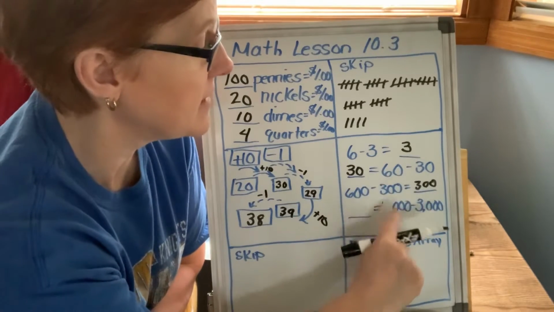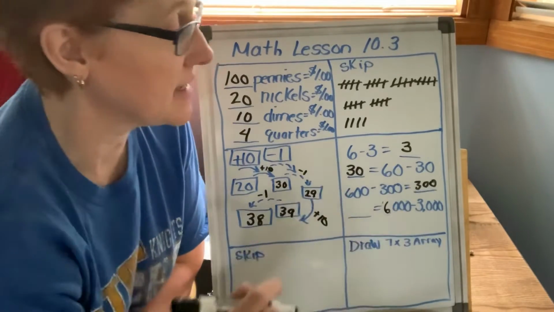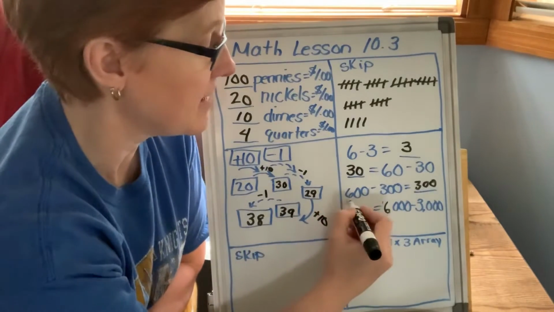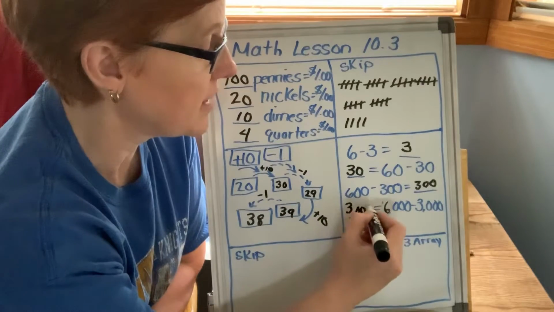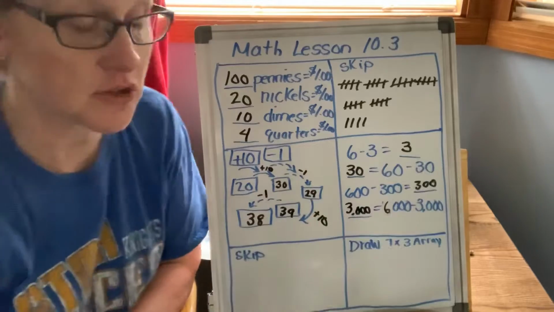What equals 9,000 minus 3,000? Oh, I made a mistake there. That should be a 6. What equals 6,000 minus 3,000? And that would be 3,000. Hopefully you see the pattern with that when you go to do yours. Your numbers will be different.